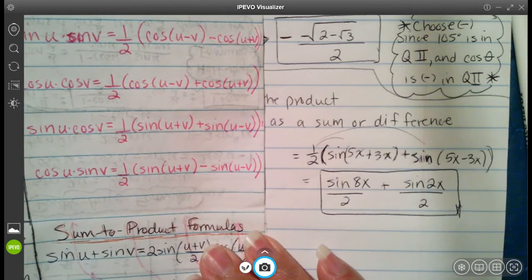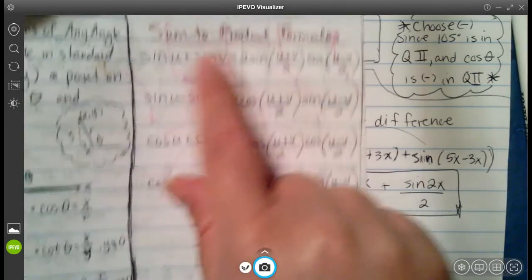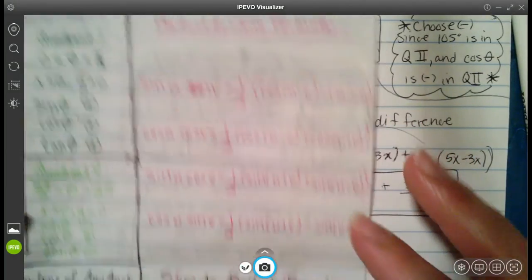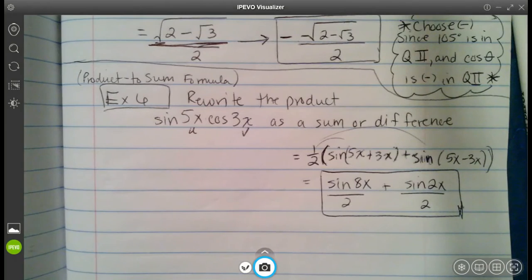That's it, guys. There's one more example, but I think I'm going to do it in class, and it does have to do with the other half of the sum to product. So do make sure that you do have this written down. I'll go ahead and attach it to your slideshow so you do have that for reference. If you have any questions, as always, let me know.